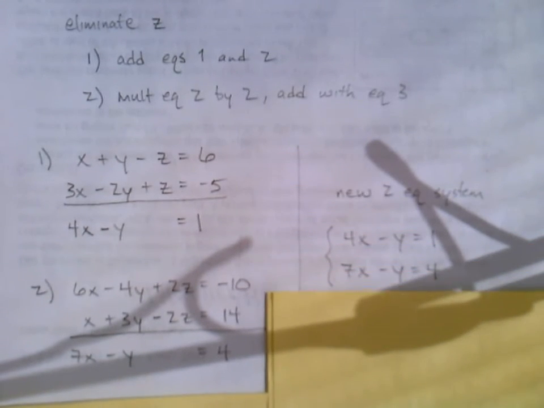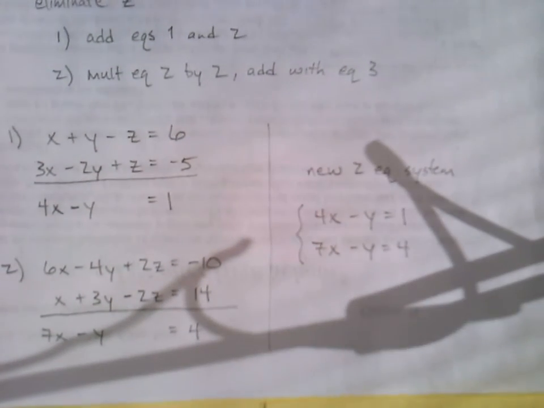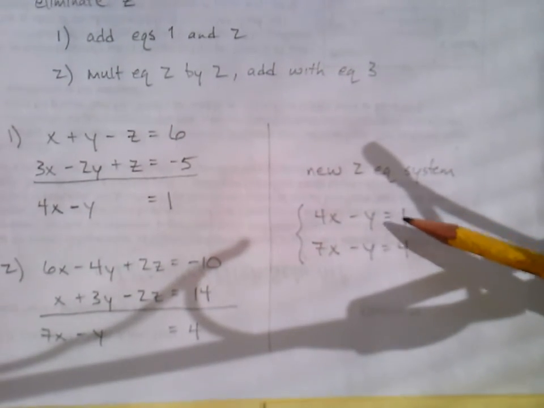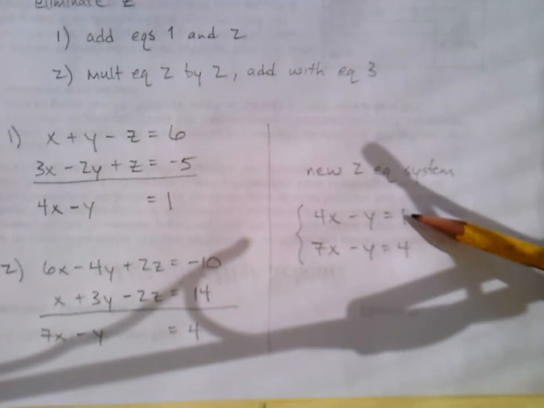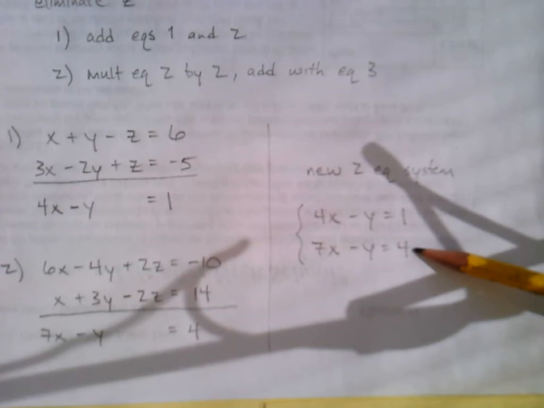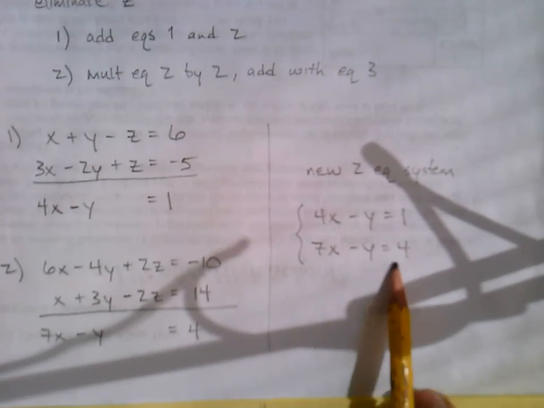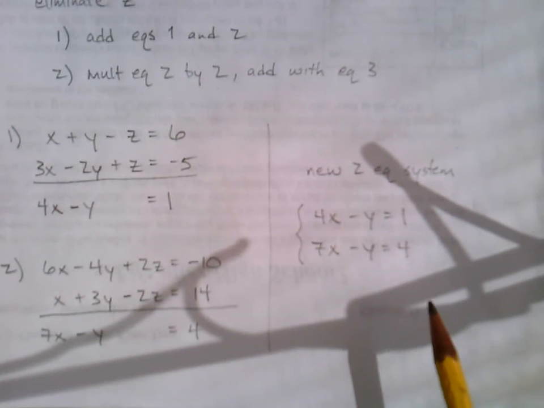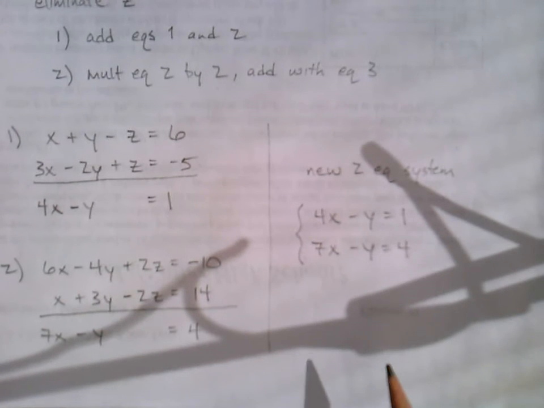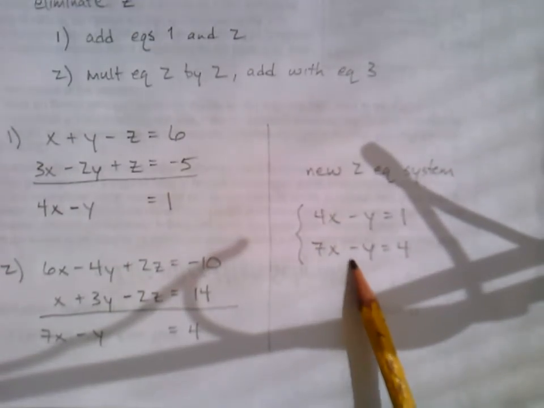This is a new system of 2 equations. Nothing new here, I'm just rewriting my final line for both of those. So 4x minus y equals 1. 7x minus y equals 4. And you notice I put the curly brackets on there because I'm thinking of this like a new 2 equation system. All right. The hard work is behind us, but we're several steps from being done. We need to solve this system. We're going to get the values of x and y here.